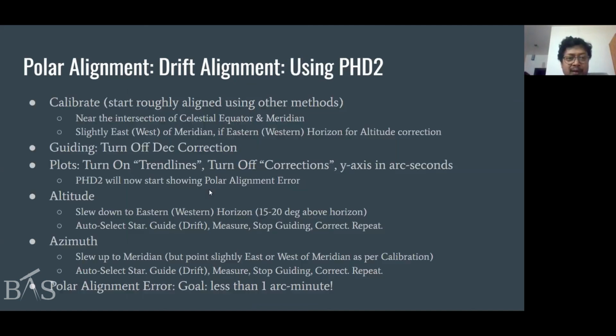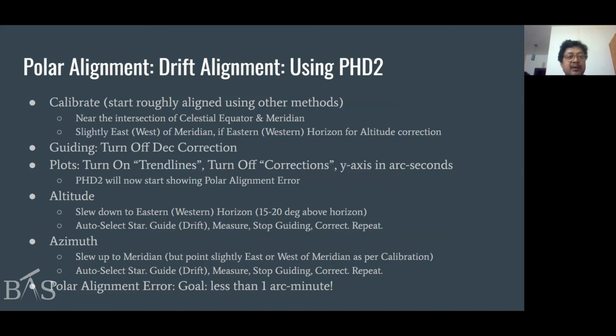So before we do this, there are certain things that you need to do. You need to calibrate. You have to do that roughly aligned using any other method, like daytime eyeballing. You look at your polar scope and bring the star somewhere near, or you use ASPA to get it close, and then you start the drift alignment.